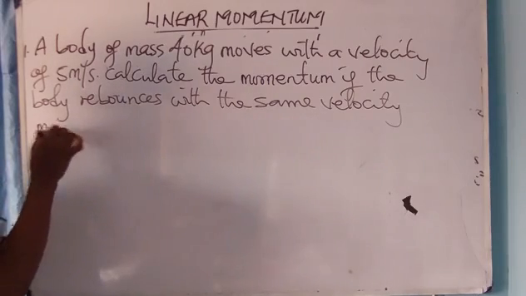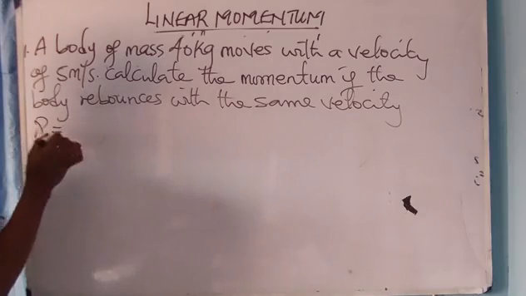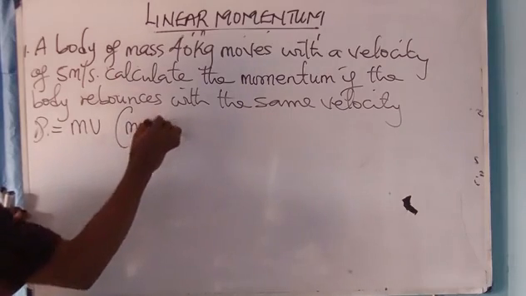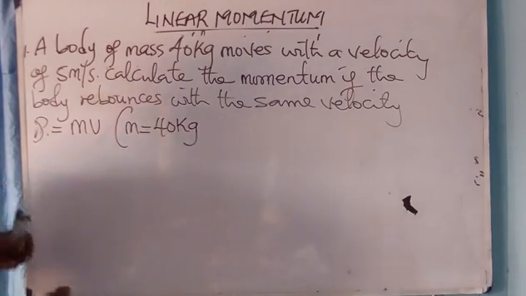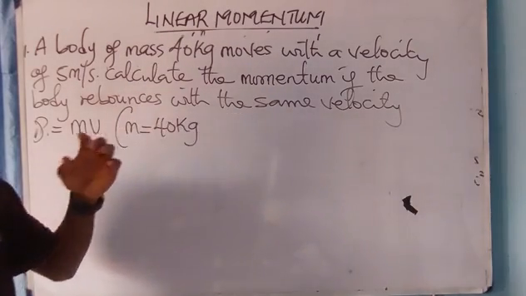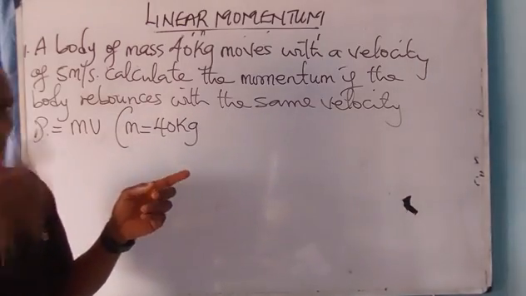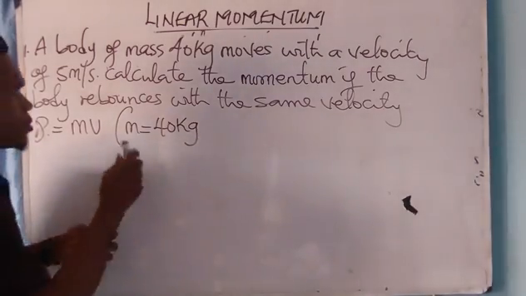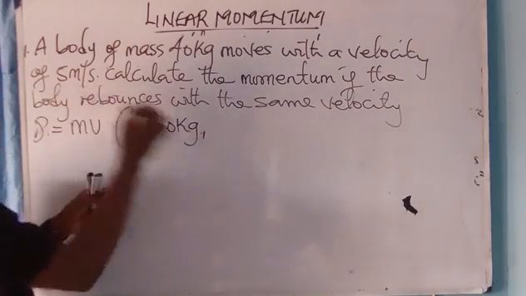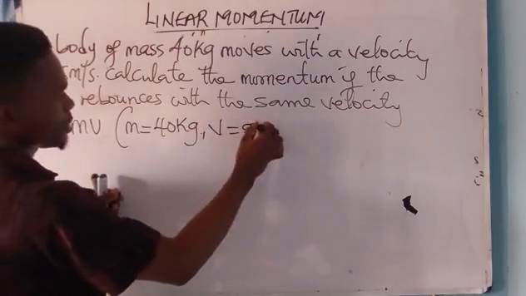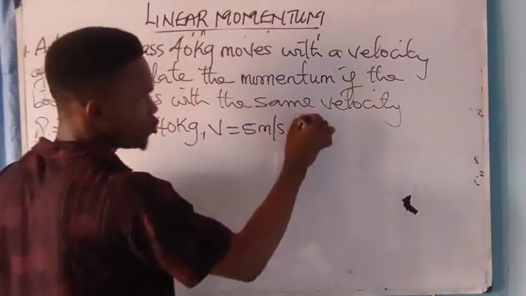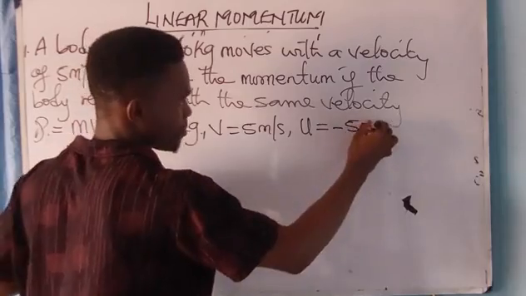Now, momentum is what? mv. From the question, mass is 40 kg. Whenever you hear rebounces, it means that it rebounds, or moves towards the opposite direction. When it's opposite, u is minus. So the mass is 40 kg, and v is 5 meters per second. Rebounces with the same velocity means that u is minus 5 meters per second.